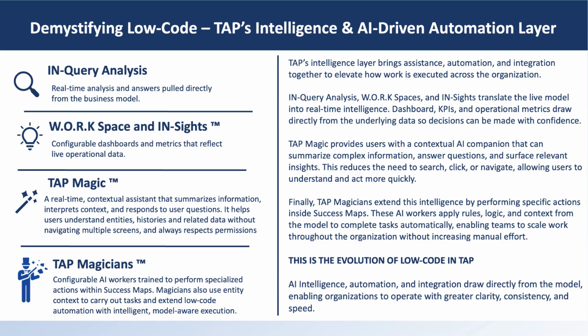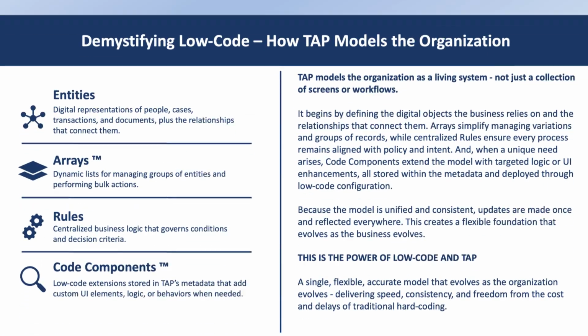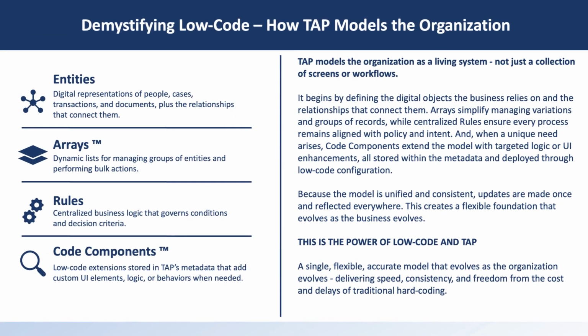As we move through the different parts of Tap, you will notice how everything builds on this same model. You define something once, and Tap reuses it everywhere. It appears in the interface, in the workflows, in the automation, and even in the AI layer. This creates a unified and connected system that can adapt as quickly as your organization does. With that in mind, let's begin our journey by looking at how Tap models the organization.